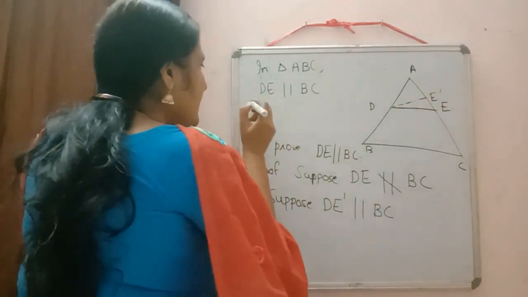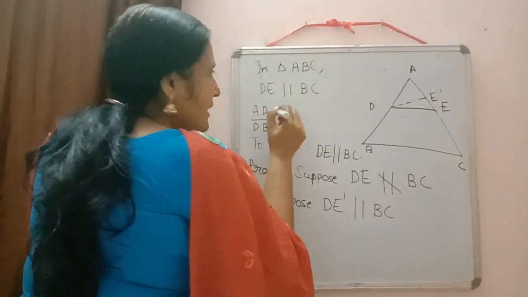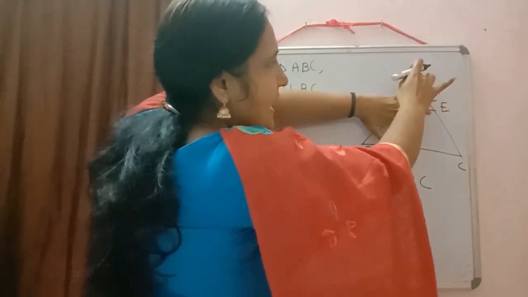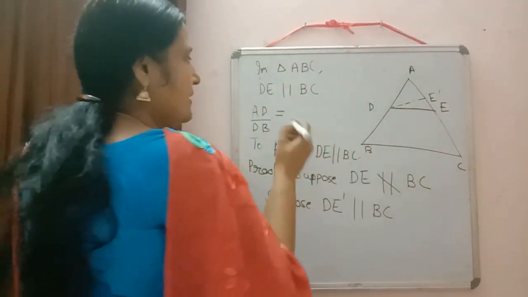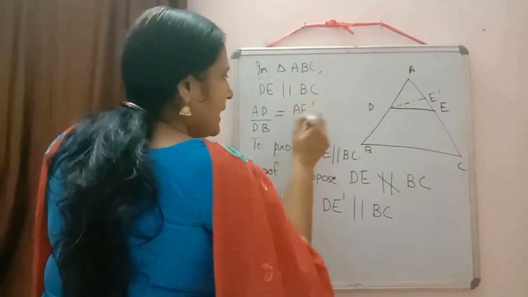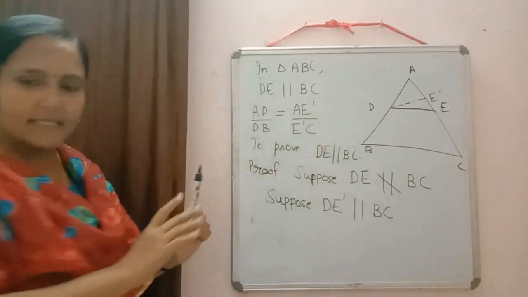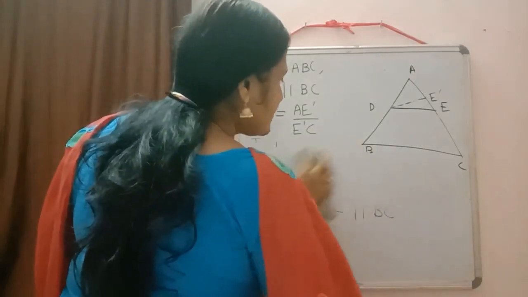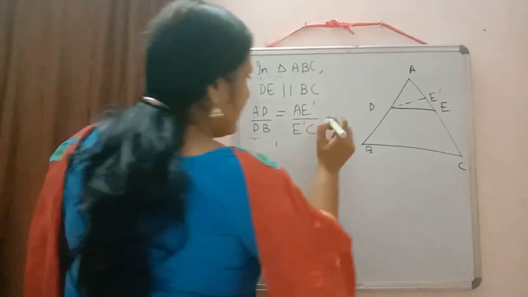So write down there AD by DB equal to AE dash by E dash C, since DE dash is the parallel line there. So what is the side here? AE dash by E dash C. So this is the condition which we got when we have taken DE dash parallel to BC. Make it equation number 1.